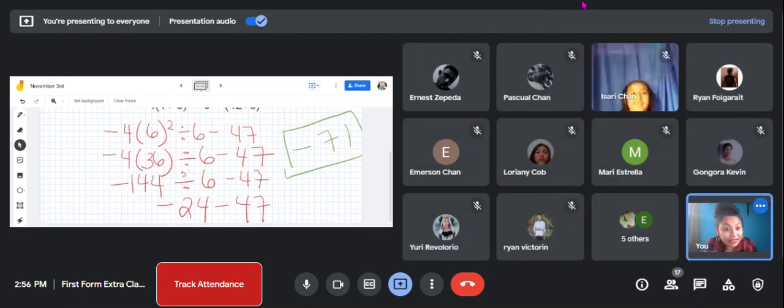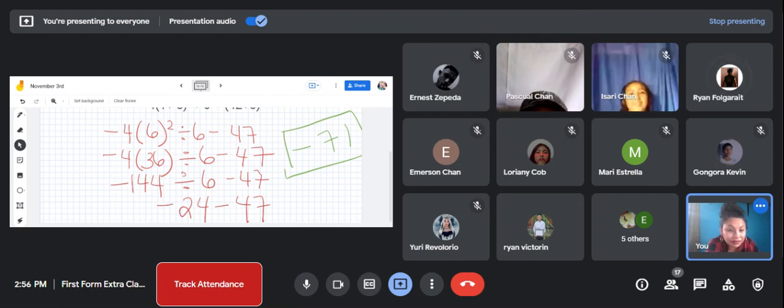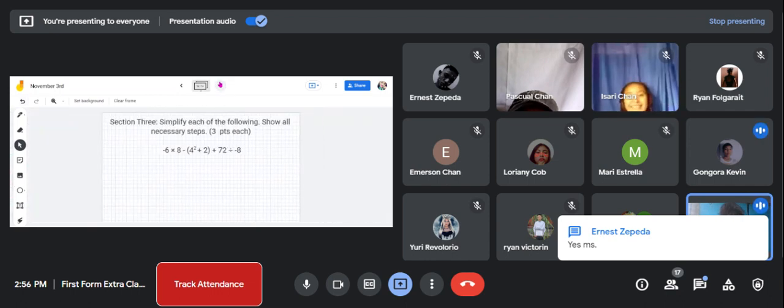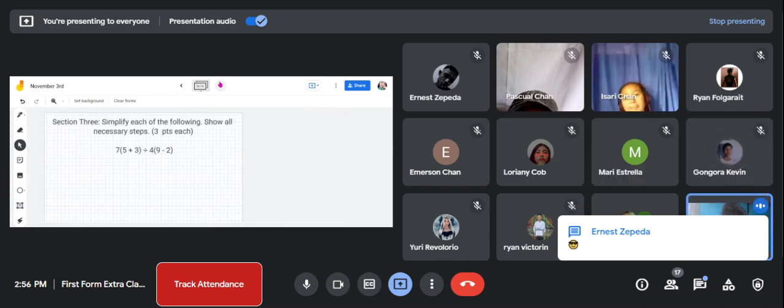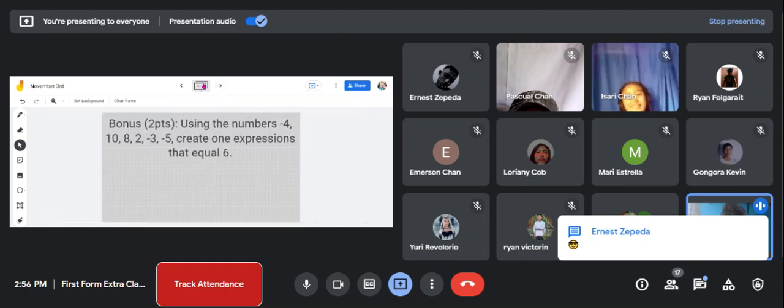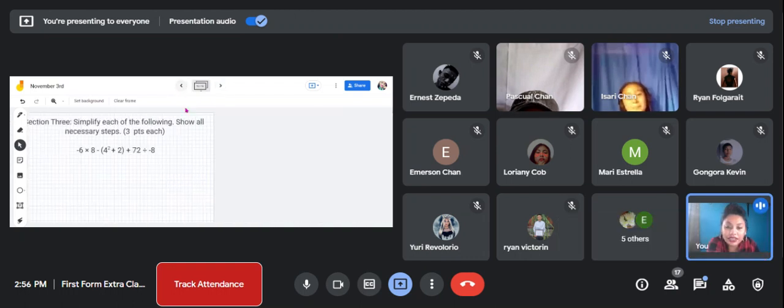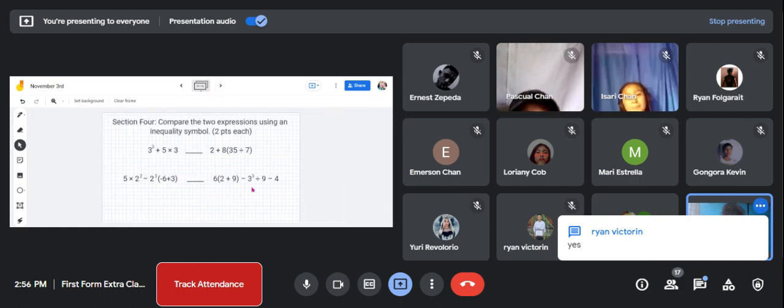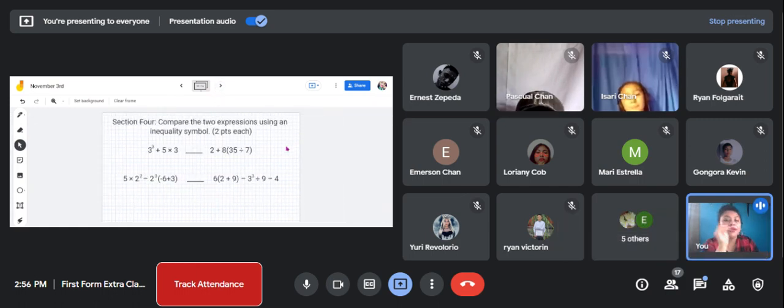Everybody understood that? Okay, we have time. I'm going to leave two of them for you to do, this one and this one. And I want us to go to section 4 and I want you to understand what you're going to be doing here. Section 4 is you are going to be comparing the two expressions.